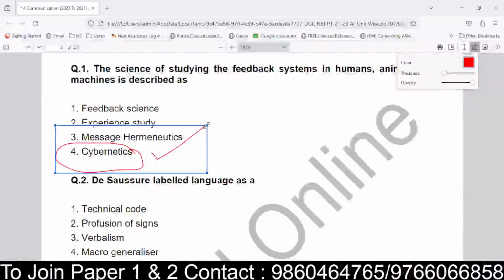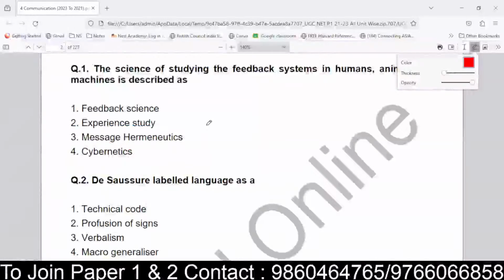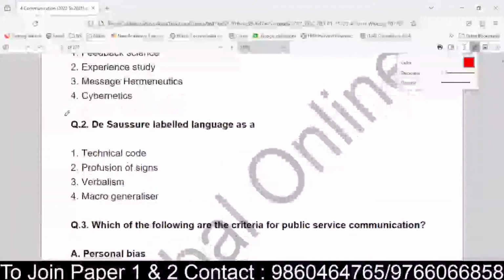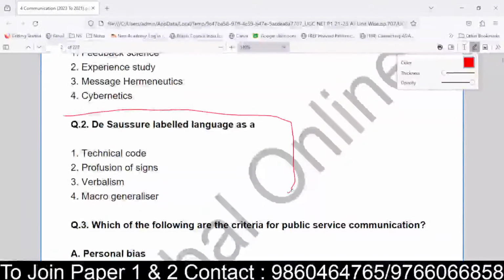Okay. Coming to question number 2. Now question number 2 talks about Saussure, who labeled language as a what? So is it a technical code? Is it a profusion of signs? Is it verbalism, or is it a macro generalizer? So what is this term? We have one term in front of us. So the term is mentioned as what?